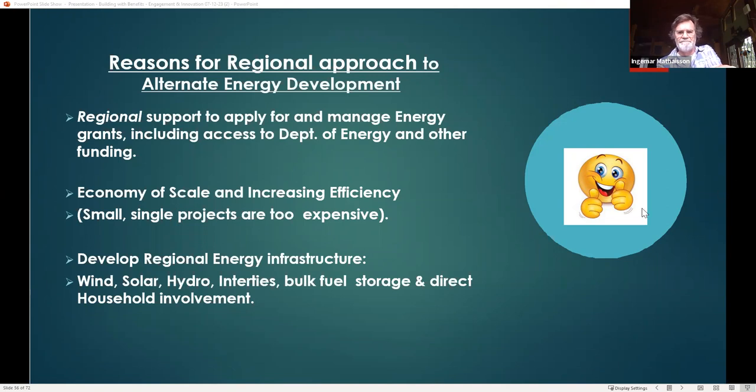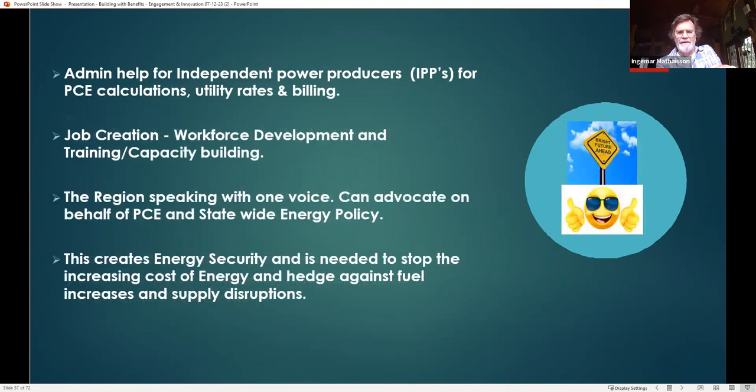The next one. It also creates administrative help for independent power producers for the calculations of PCE, utility rates, and billing. There's job creation, workforce, and development that the borough is providing. The region speaks as one voice and can advocate on behalf of the PCE and also participate in the statewide energy policy. And this creates the energy security that is needed to stop the increasing cost of energy and hedge against the fuel increases and supply disruptions. Next one.